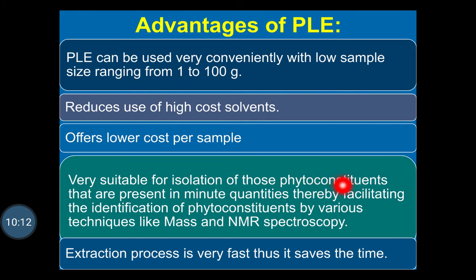Very suitable for the isolation of the phytoconstituents that are present in minute quantities, thereby facilitating the identification of phytoconstituents by various techniques like mass and NMR spectroscopy. So it is suitable for the isolation of phytoconstituents present in very small amounts, and these phytoconstituents can be further analyzed using mass or NMR spectroscopy. The extraction process is very fast. Within 15 to 20 minutes the extraction can be carried out, so it will reduce the time required for the extraction.